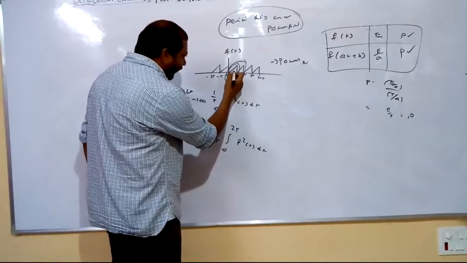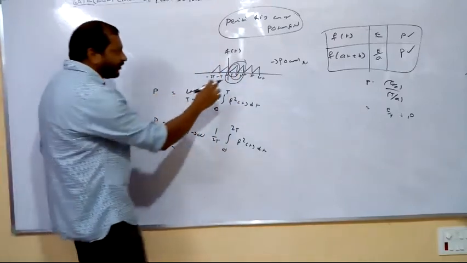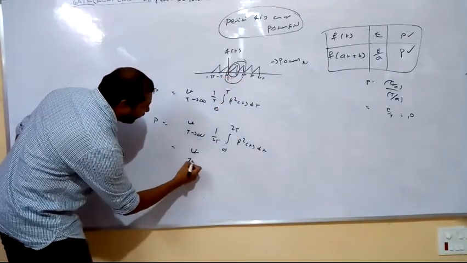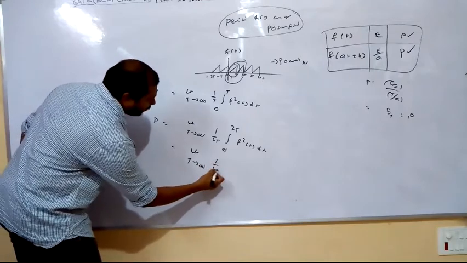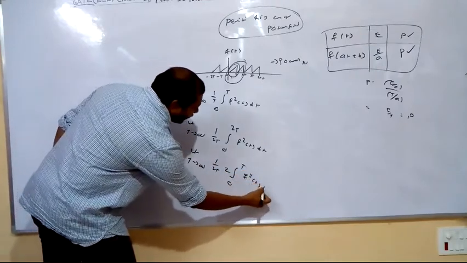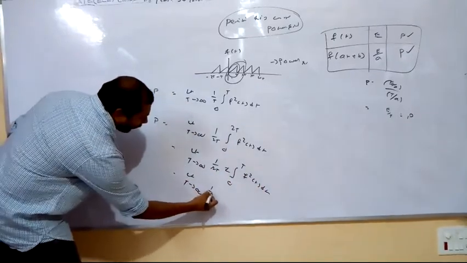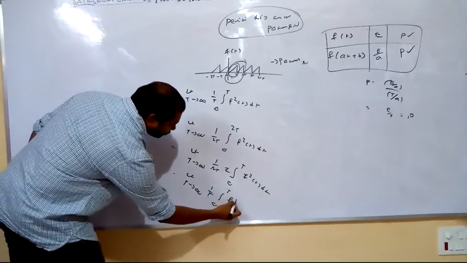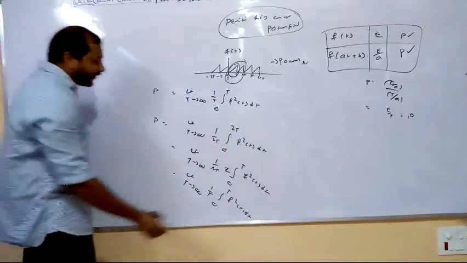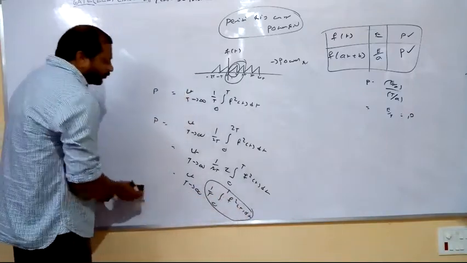So we can write this as 2 into the integration over 0 to t. This signal can be represented like this: here you have some value a, here some value a, so overall you get 2a. The same information is repeating in t to 2t. So this can be represented as 2 into integration 0 to t of f square of t dt. The 2 will get cancelled, and this value is equal to 1 by t integration 0 to t of f square of t dt. This is nothing but the power of one period only.